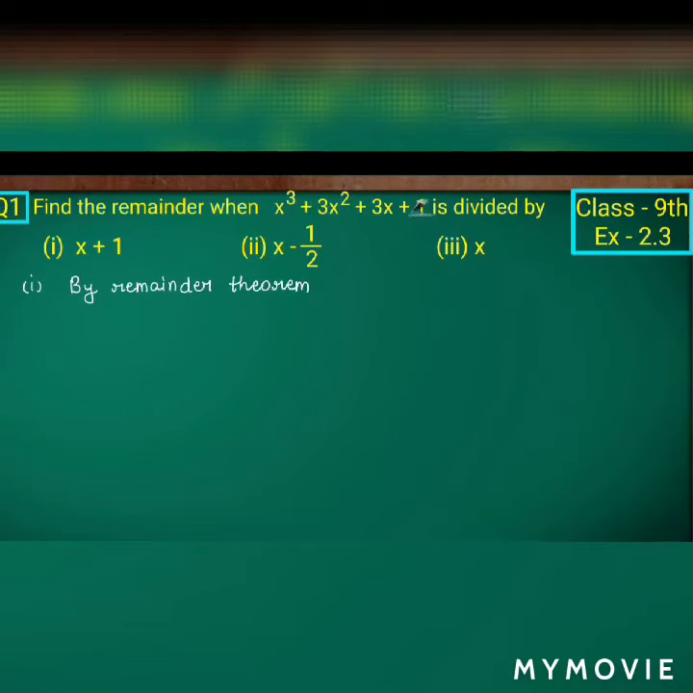So let's start with the first problem, that is, find the remainder when x cube plus 3x square plus 3x plus 1 is divided by. Here we have different g of x, that is x plus 1, x minus 1 by 2 as well as x. In the sense, here we have to take g of x equals 0. Are you getting? So here we have to find the zero of the polynomial.